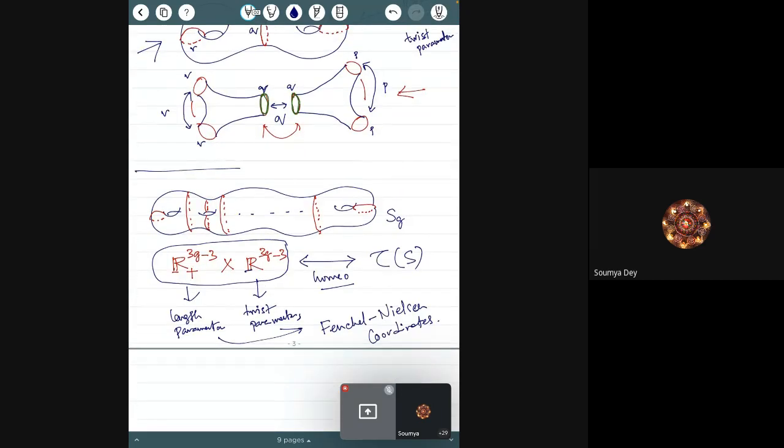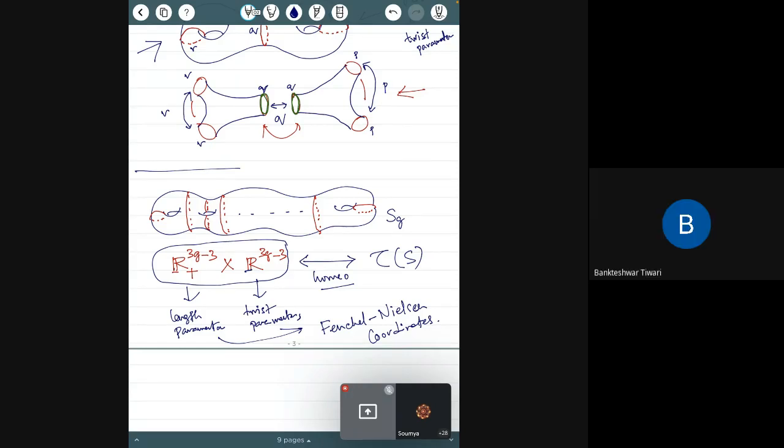Is it fine? And similarly, the twist parameters that I have mentioned, those are coming from reals, right? It need not be a positive angle. It can be a negative angle as well. So we are taking R, the whole R.